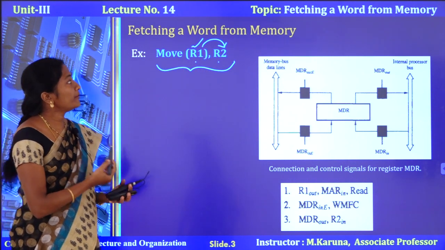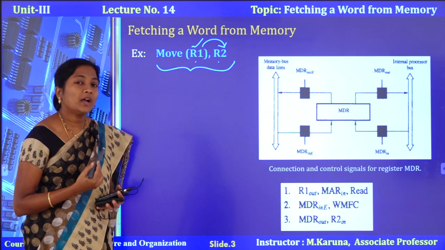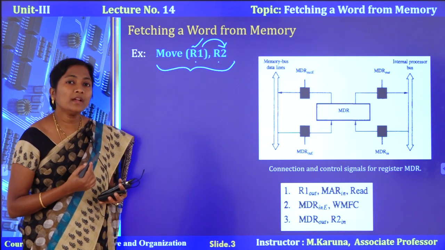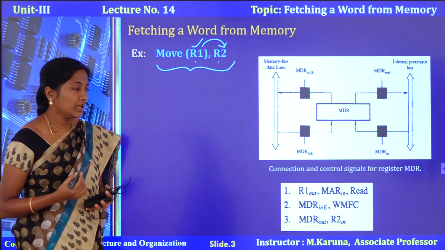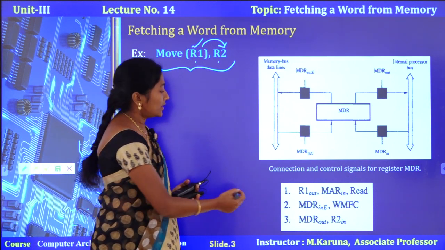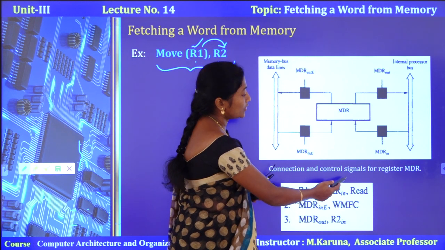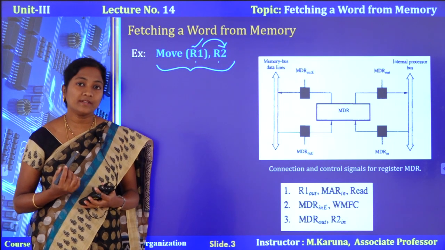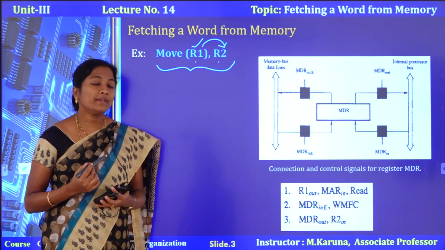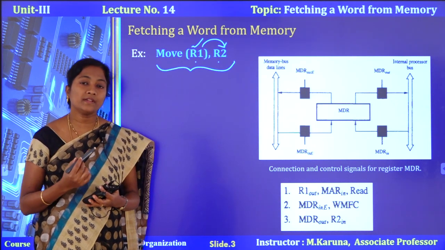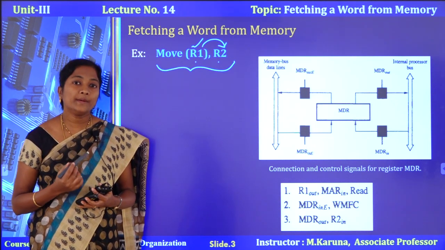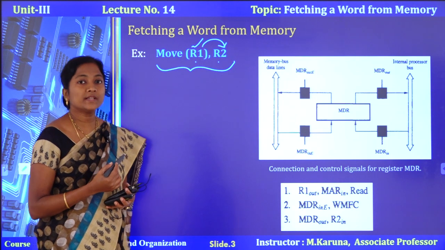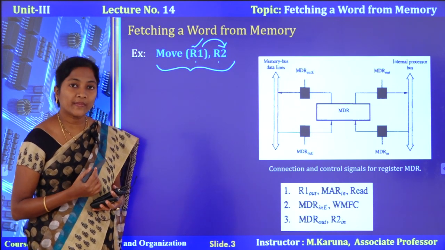Now to perform this operation, let us see how the control signals are used, and also how the data is read by the processor from the memory. Here is the diagram for connection and control signals for register MDR. The operational concept we have discussed in an earlier video, where we discussed how data transfer takes place between ALU and memory through the registers. In this case also we will discuss how the processor reads the data from the memory.